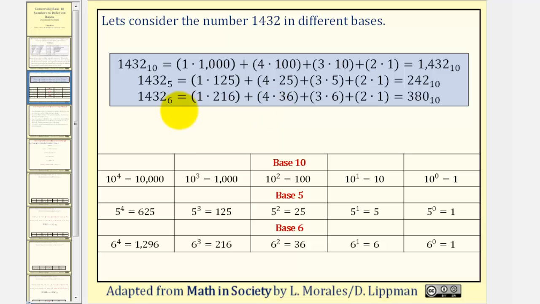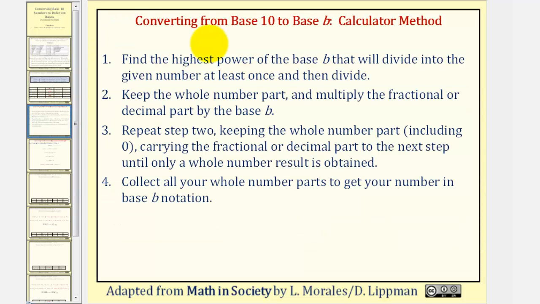But the main goal in this lesson is to start with a number in base 10 and write it using a different base. To do this, we'll be using a calculator method where step 1 will find the highest power of the base b that will divide into the given number at least once and then divide. Step 2 will keep the whole number part and multiply the fractional or decimal part by base b.